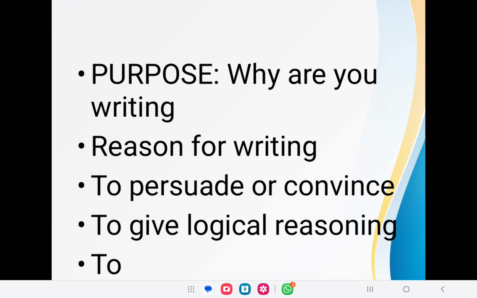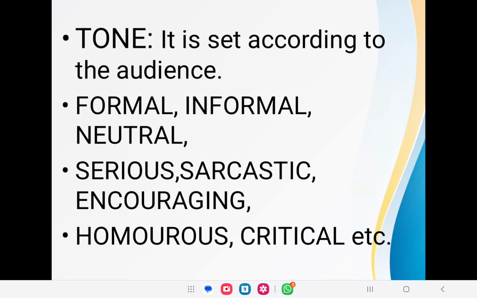So this is a point that will set the tone of your writing. First thing is audience, then purpose, and it will set the third thing, that is our next point: if you know that you have to persuade someone, then you are going to set your tone according to that. Now the third thing is tone. Tone is set according to the audience. We know that audience means the person we are writing to or for. If your audience is your principal, you are going to adopt a formal tone. You are going to write very respectfully to your principal.